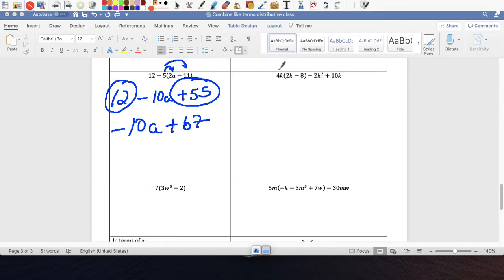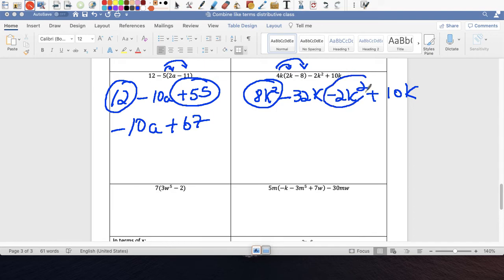Next one, 4k times 2k is 8k to the second power. 4k times minus 8 is going to be negative 32k. Then copy the rest, because the rest is not doing anything. Let's move things around. Yes, there's this guy and this guy, right? They come first because although they share the k, they're k to the second power, so they're higher. So 8k squared minus 2k squared minus 32k plus 10k.